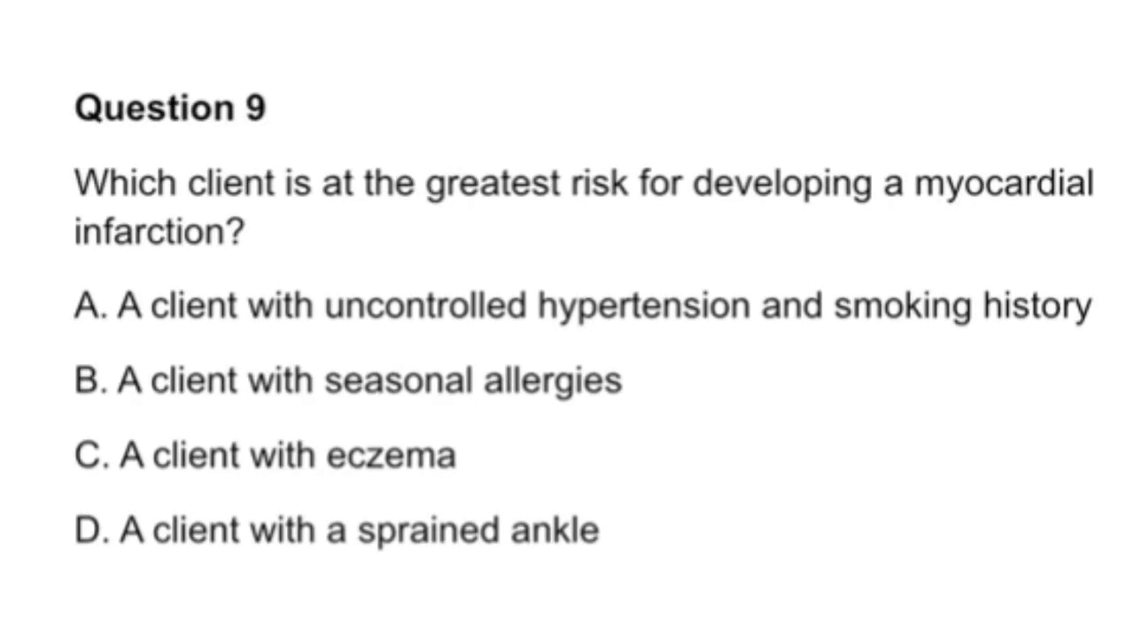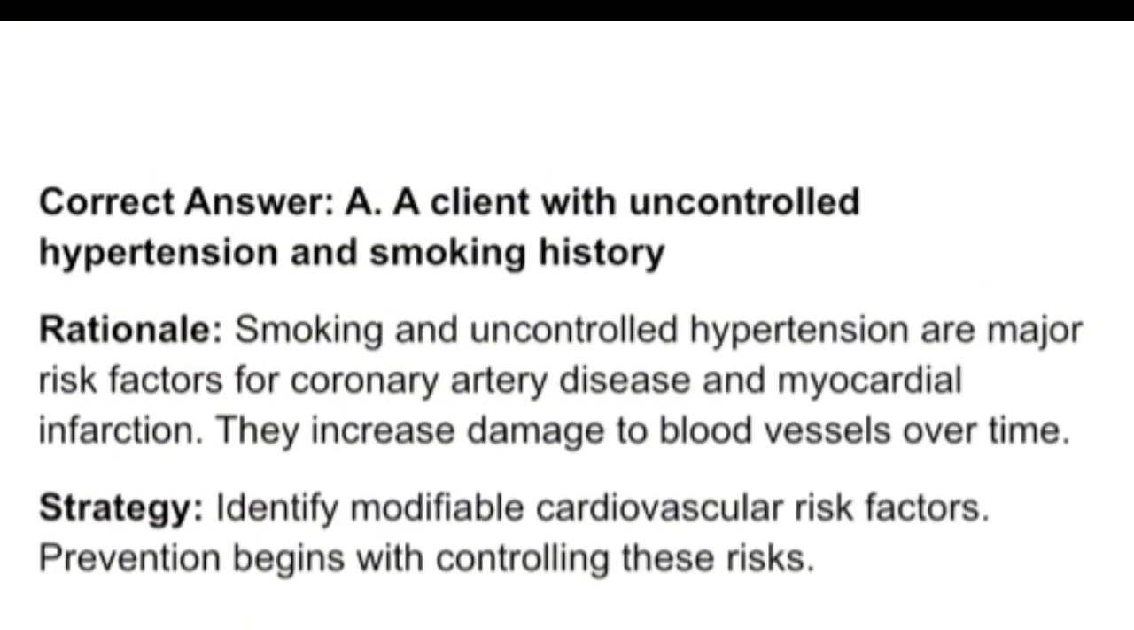Question 9. Which client is at the greatest risk for developing a myocardial infarction? A. A client with uncontrolled hypertension and smoking history. B. A client with seasonal allergies. C. A client with eczema. D. A client with a sprained ankle. Correct answer: A. A client with uncontrolled hypertension and smoking history.